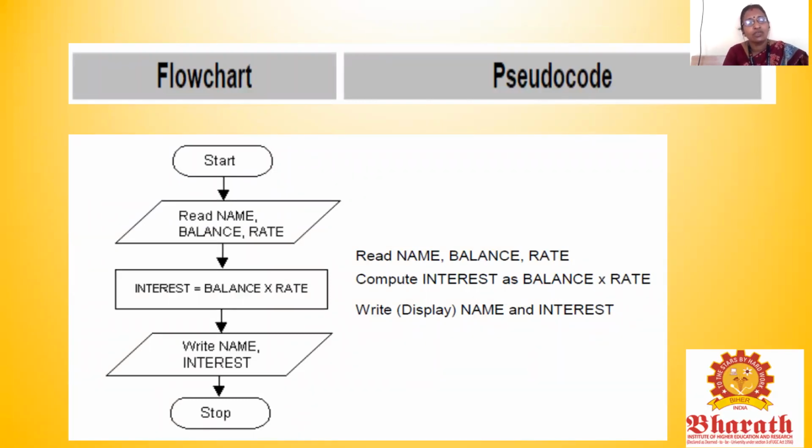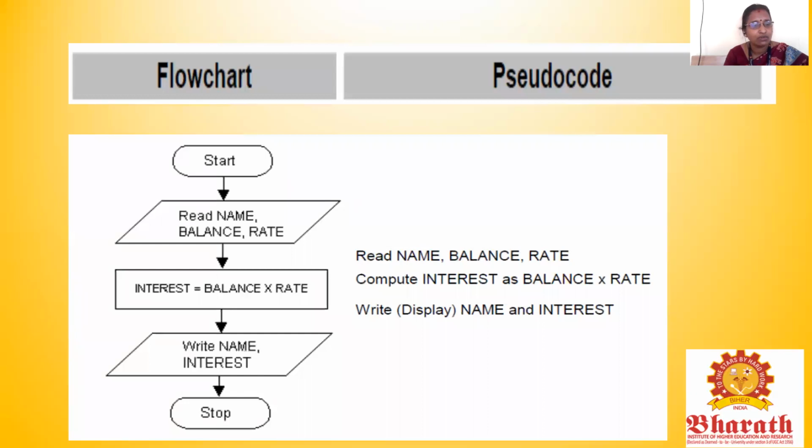So what we are doing now, we are writing a pseudocode. We are finding the interest value, calculating the interest value here. So what we are reading now: the username, balance value and rate of interest. Compute the interest as balance into rate of interest and write. So display the name and the interest.